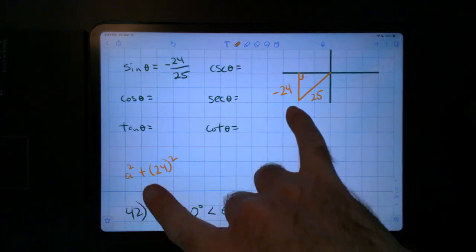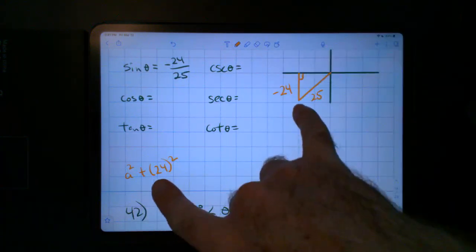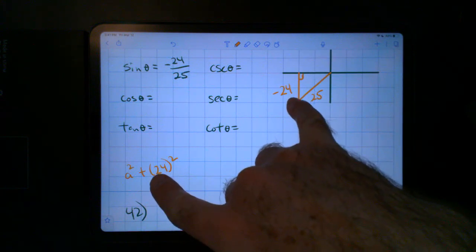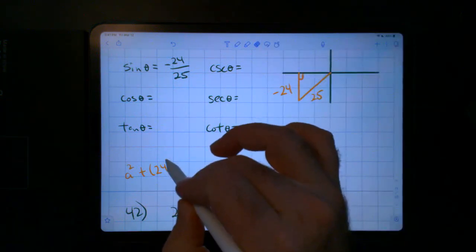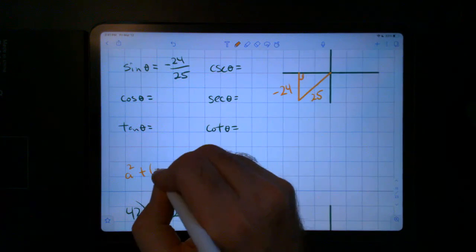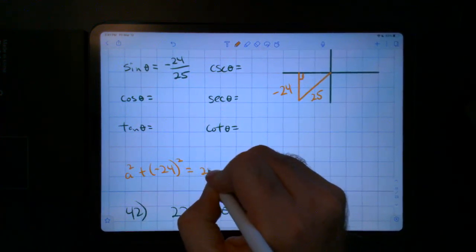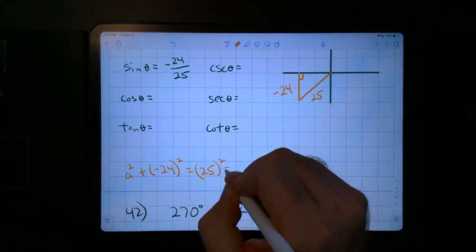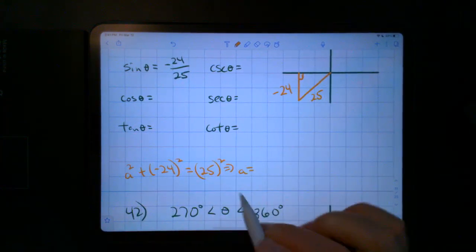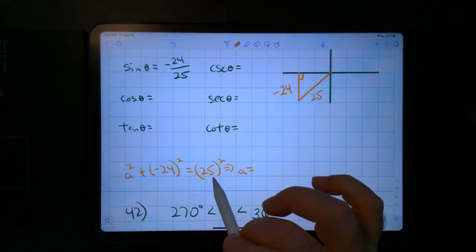It doesn't matter if it's negative or positive, because when you square it, it's going to turn positive. But let me do this proper. It technically is that. So this implies that a is equal to 625.